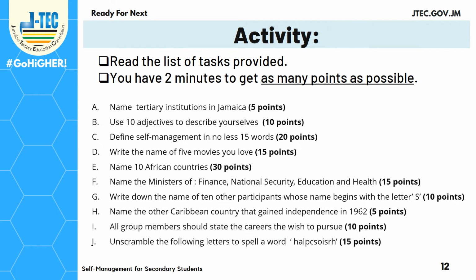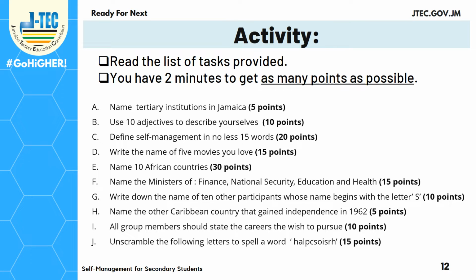Activity. Read the list of tasks provided. You have 2 minutes to get as many points as possible. A. Name 5 tertiary institutions in Jamaica, 5 points. B. Use 10 adjectives to describe yourselves, 10 points. C. Define self-management in no less than 15 words, 20 points.